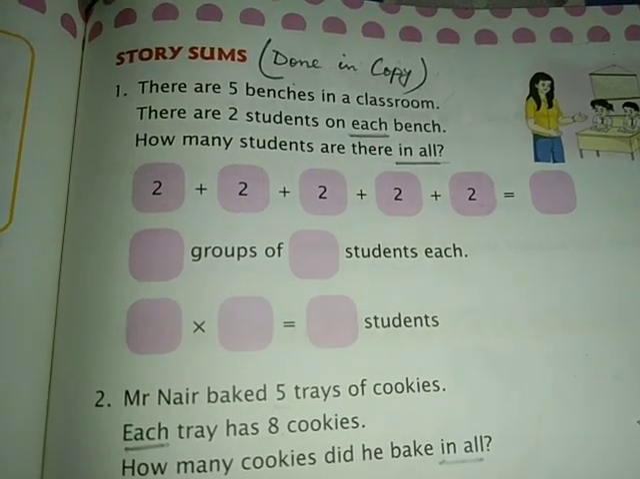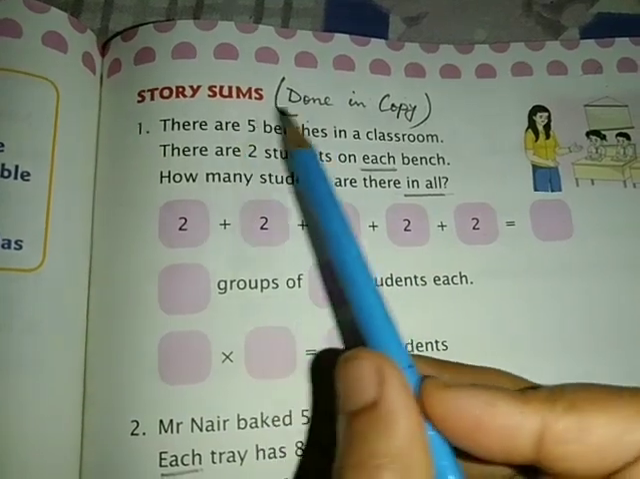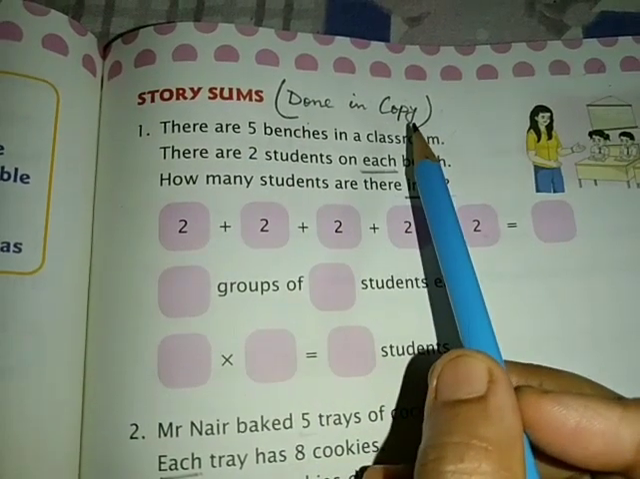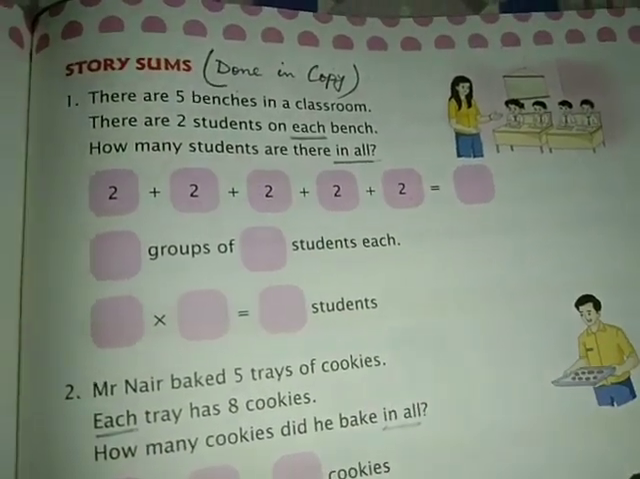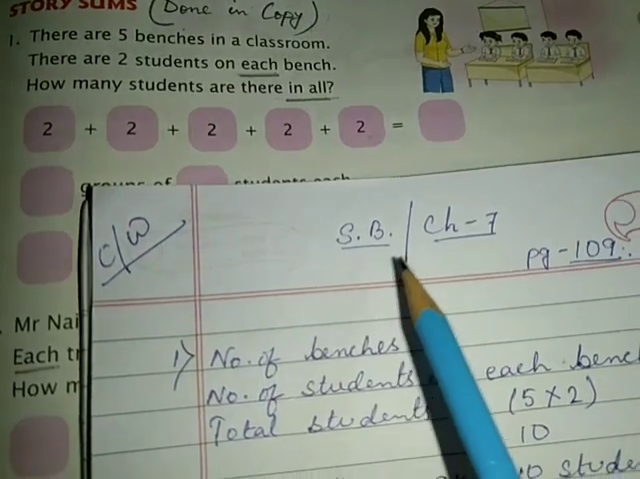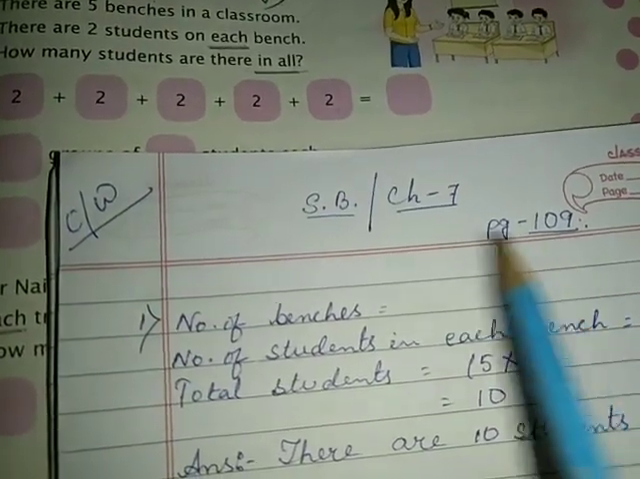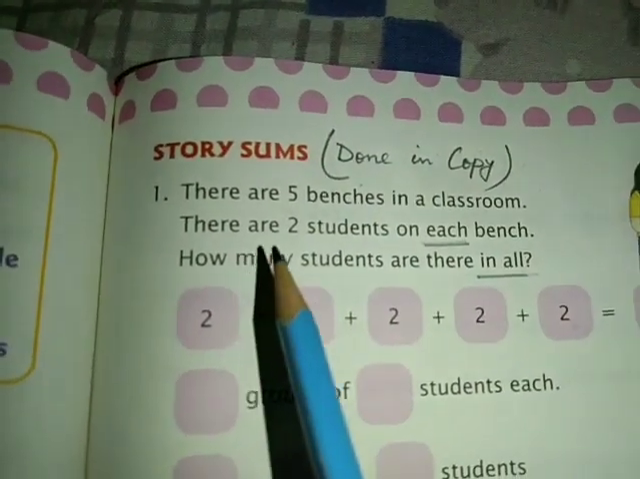With proper statement you have to write these story sums in your copy. So besides story sums I have written here done in copy. You should also write this so that you can refer to your copy before the exam if required. And on your copy it is also written SB, that is students book, chapter 7, page 109. Write classwork and also write today's date. So let us start with the story sums.